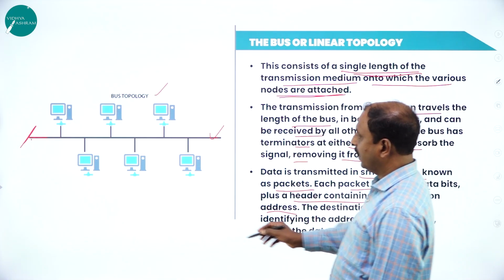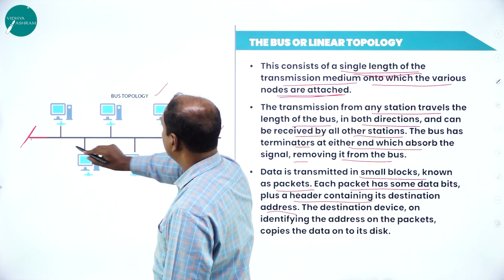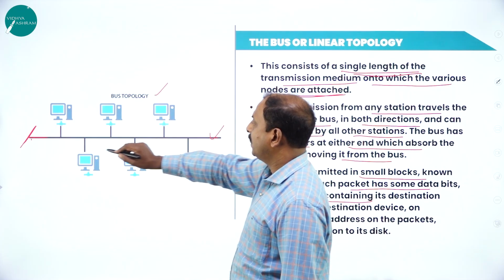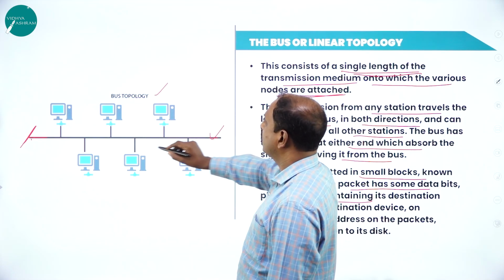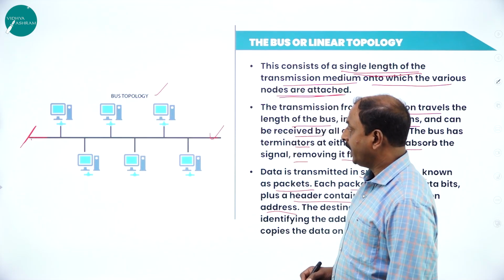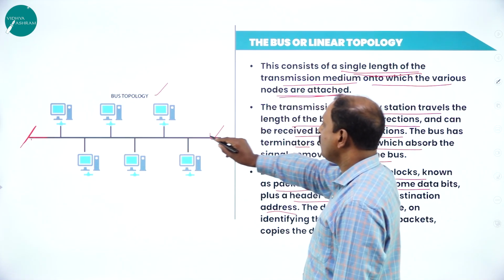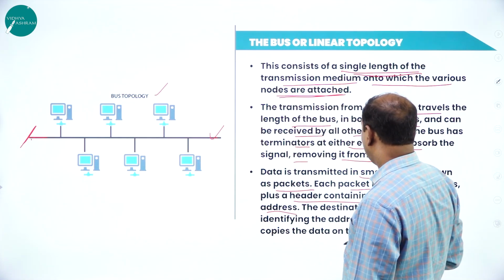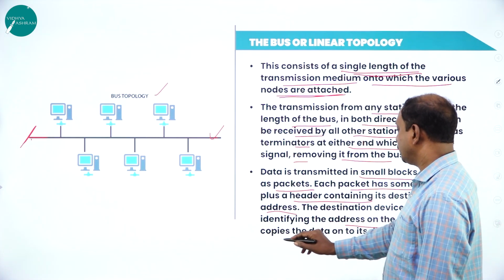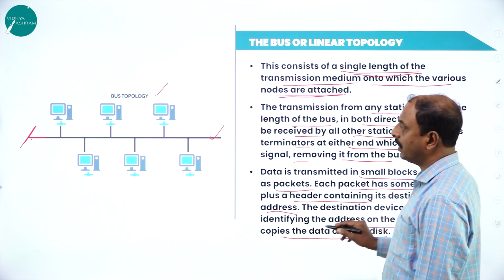Accordingly, whichever computer the address belongs to, while data is transmitted through this, that particular computer absorbs the data, and the other data keeps moving on the network. Then, on identifying its address on the network, the packet's data is copied onto its hard disk.